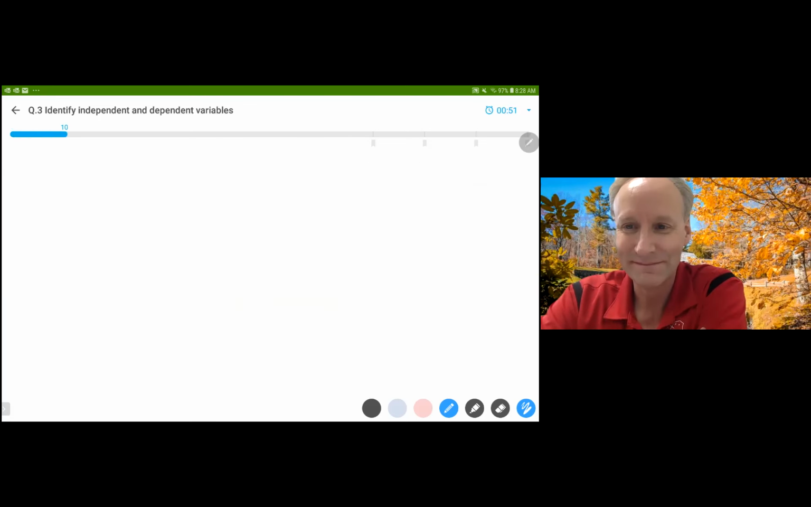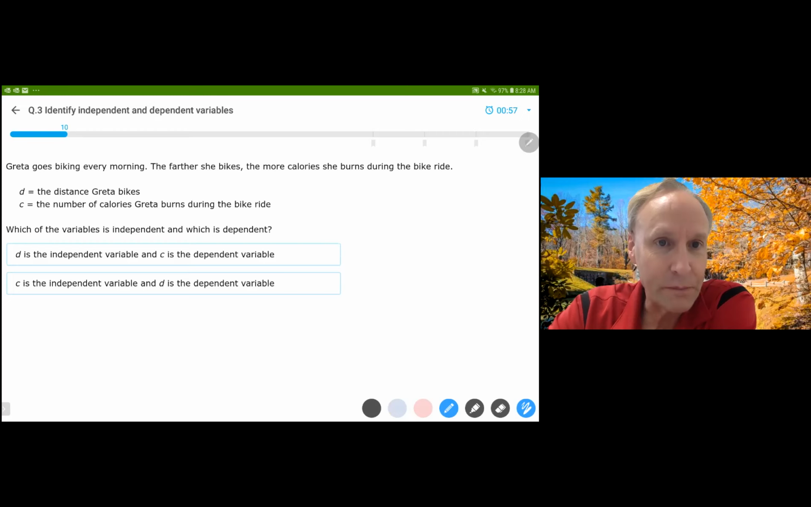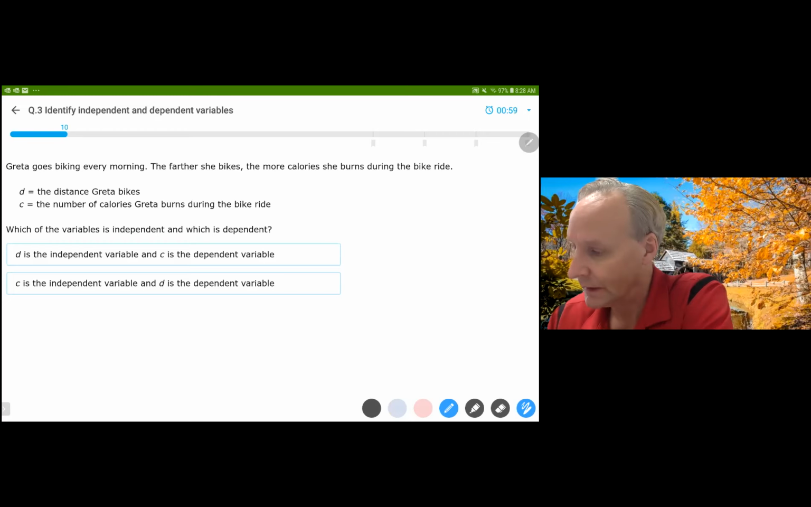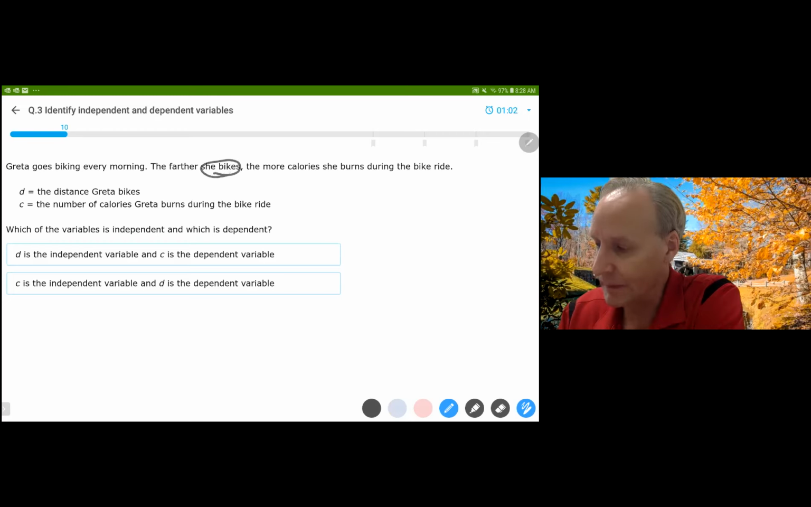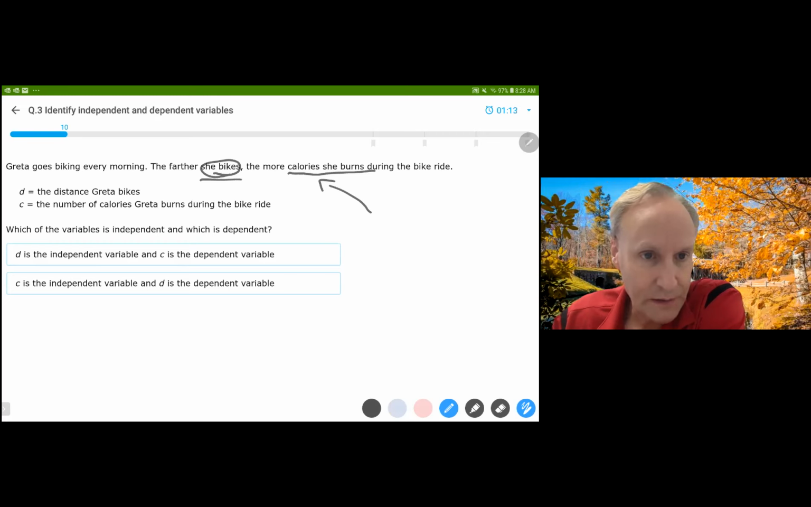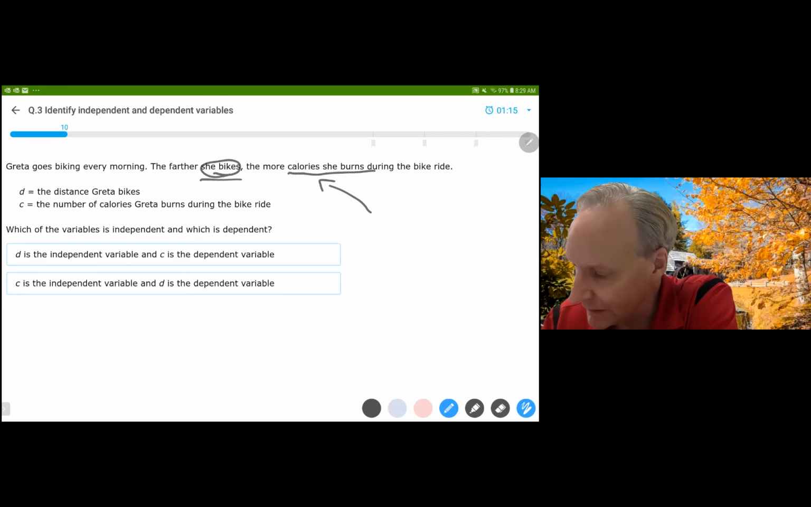Okay. Berta goes biking every morning. The farther she bikes, the more calories she burns. So biking is the independent variable because she gets to decide that. And then the calories she burns depends on how much distance she bikes. So D is the distance, it's the independent, and C is the dependent. So we want to get these in the right direction.